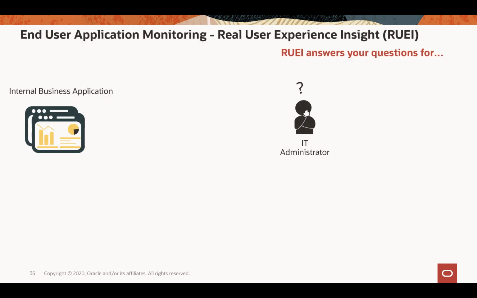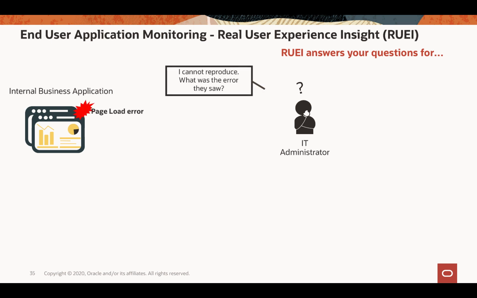So let's start by looking at what questions RUEI can answer. On the left-hand side of the screen, we have an internal business application, and there is an IT administrator who manages that application. Say there was a page error. Users of this application could not load a page, and they called up the administrator about this problem. However, the administrator could not reproduce the problem on his end, so he is wondering what exactly the error was which the users were seeing.